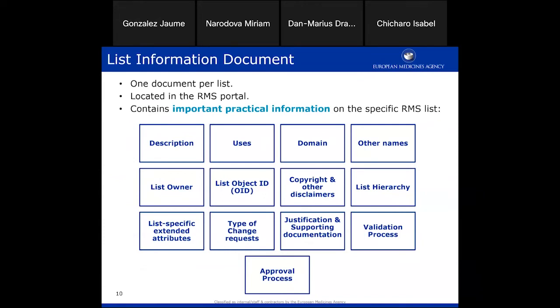I just referred to the list information document in the previous slide. At this point, I'd like to explain that this is a document which you can find in the RMS portal next to each RMS list. It contains important practical information on the specific RMS list, such as description, where the list is used, whether the list belongs to the human domain or the vet domain, or perhaps both, who the list owner is, whether the list accepts change requests or not, how the validation and approval processes work, etc.